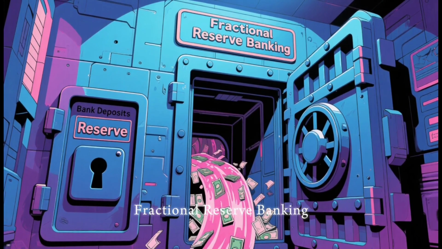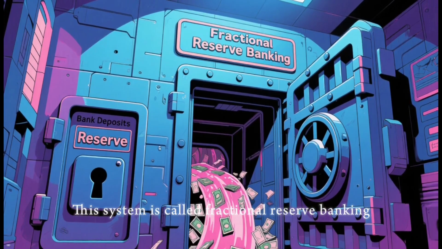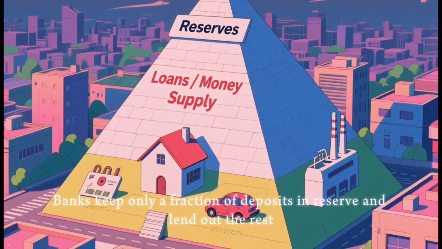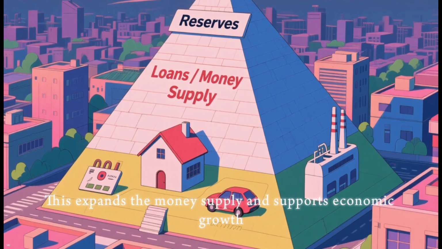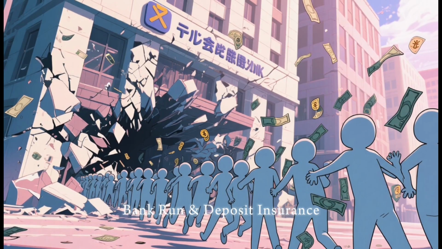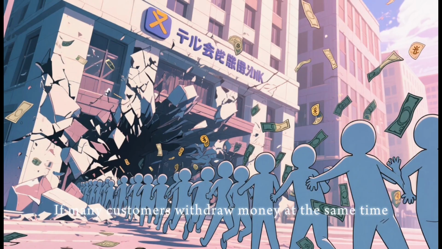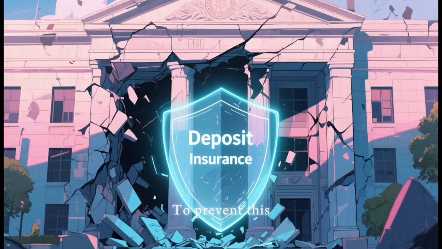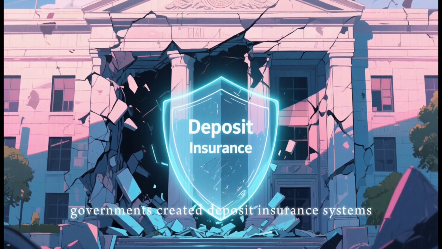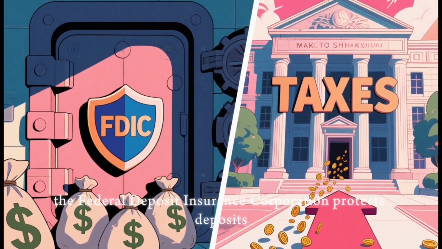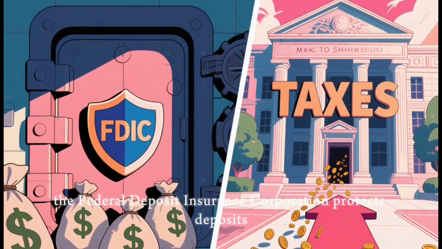Fractional reserve banking: this system is called fractional reserve banking. Banks keep only a fraction of deposits in reserve and lend out the rest. This expands the money supply and supports economic growth. Bank run and deposit insurance: if many customers withdraw money at the same time, banks can collapse. This is called a bank run. To prevent this, governments created deposit insurance systems. For example, in the United States, the Federal Deposit Insurance Corporation protects deposits.